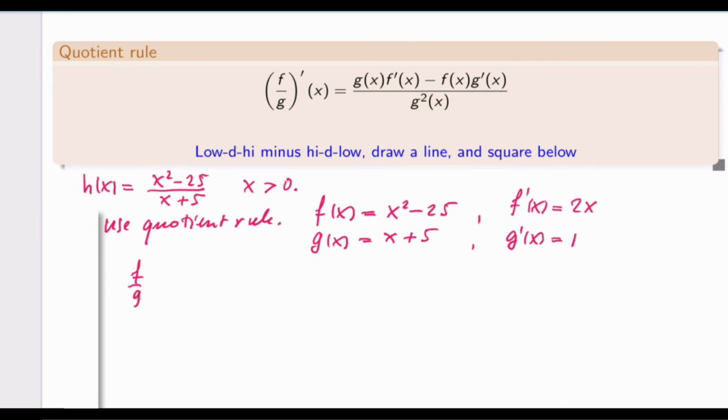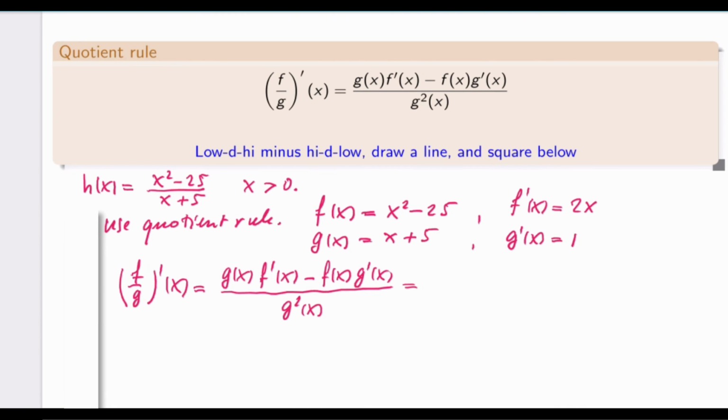So (f divided by g)' of x is, how does it go? Low d high minus high d low, draw a line and square below. Good. Substitute it all in. So g is x plus 5. The derivative of high is 2x, minus f, which is x squared minus 25, times g prime, which is equal to 1. And then we square x plus 5, so divided by (x plus 5) squared. It looks complicated, but now it will simplify.